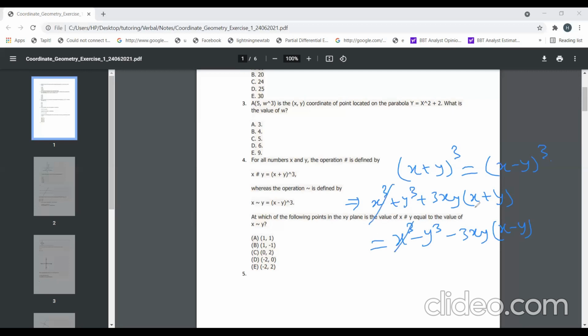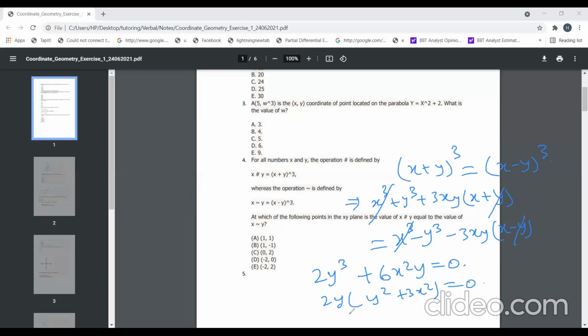So, what are we left with here? We would have 3xy square as well in positive, so 3xy square we will cancel out here and here. What we would be left with is 2y cube plus 6x square y is equal to 0. Let's take 2y common: y square plus 3x square is equal to 0.